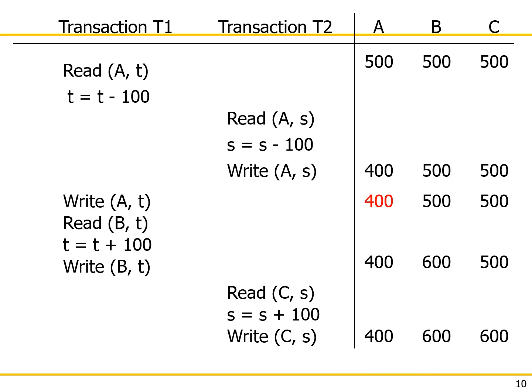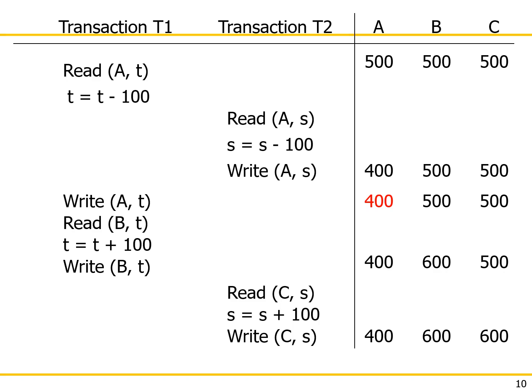Now, let's look at this overlap. Over here, what I'm going to do is start T1 also. I will read A into T, subtract 100 from T. But before I have an opportunity to write T into A, a context switch happens. T2 starts, because the context switch happened from T1 to T2. I mean by context switch that T1 stops running, and now we're running T2. So I will read A into S, subtract 100, and write back S into A.